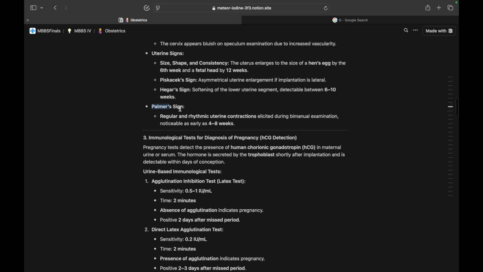Next is Palmer's sign, regular rhythmic uterine contraction elicited during bimanual examination, noticeable as early as 4 to 6 weeks.